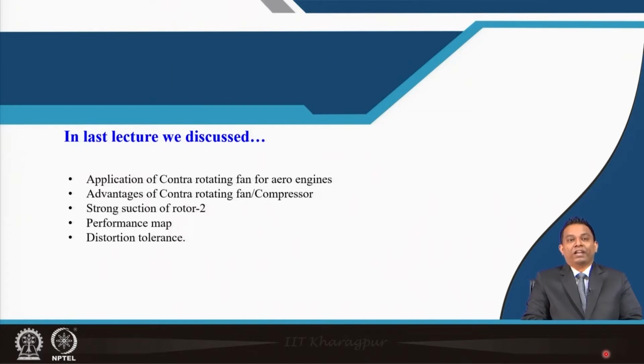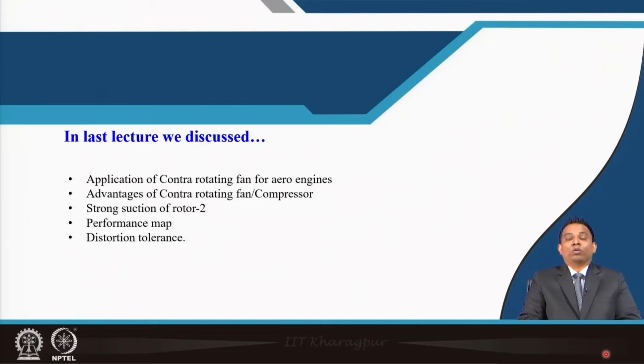If we understand this contra-rotating concept, it is being used both for compressors as well as for turbines. This concept has several advantages. What we realize is there are two rotors rotating in opposite directions. Suppose one rotor is rotating in the clockwise direction, the next rotor will be rotating in the counterclockwise direction.